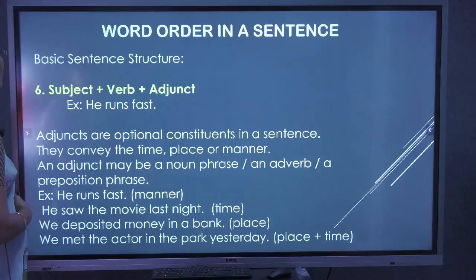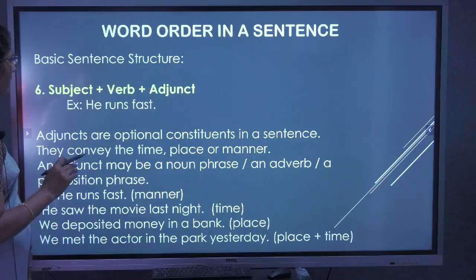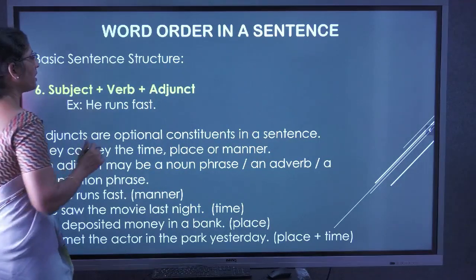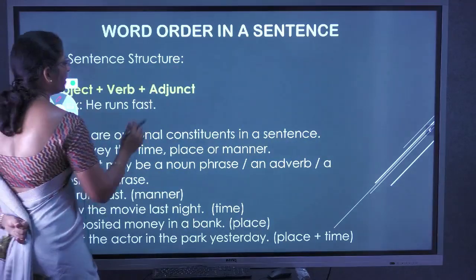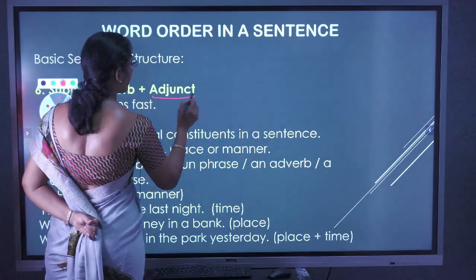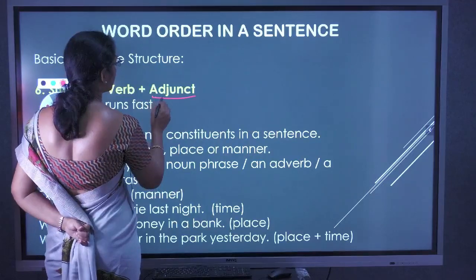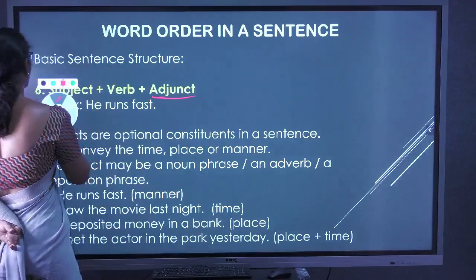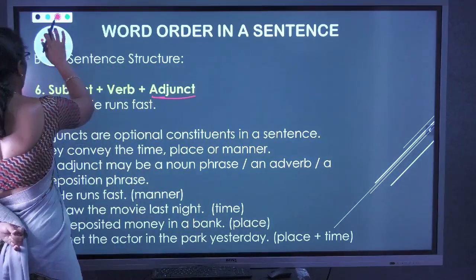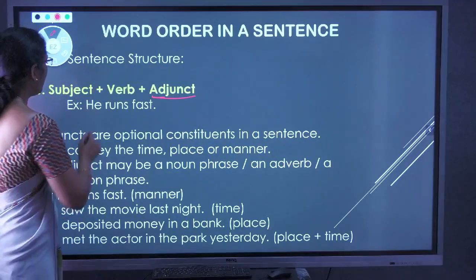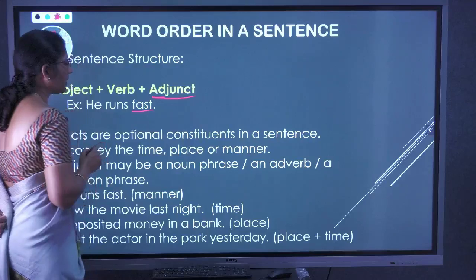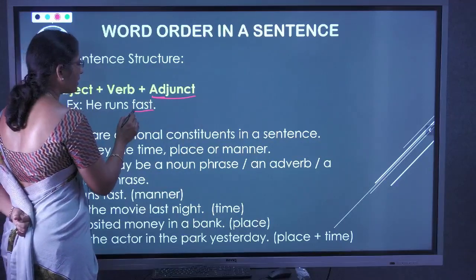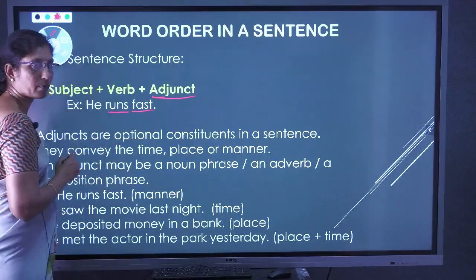Sixth model of a sentence: subject plus verb plus adjunct. What is adjunct? The word itself tells. Add. What is add? Adding something. Okay. He runs fast. What is fast? What is it telling? It is adding some information to the verb.